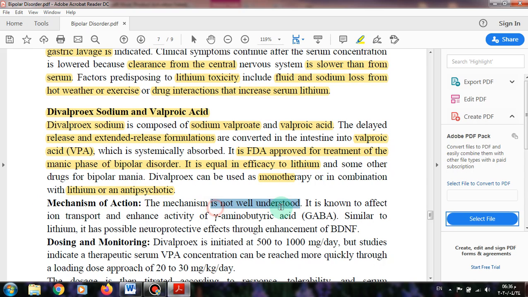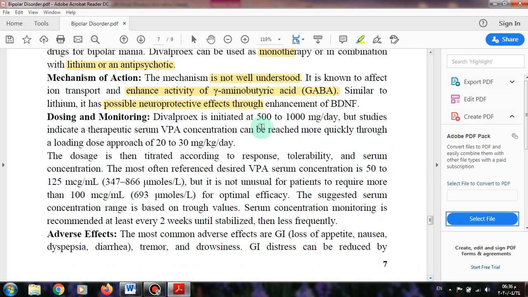The mechanism of action is not well understood. However, it is known that it enhances the activity of gamma aminobutyric acid and, similar to lithium, has a neuroprotective effect through enhancement of brain-derived neurotrophic factor. The dose usually ranges from 500 to 1000 milligrams per day, and this dose can cause serum drug levels ranging from 50 to 125 micrograms per milliliter. Also, valproic acid is one of the drugs we will address, God willing, in therapeutic drug monitoring.